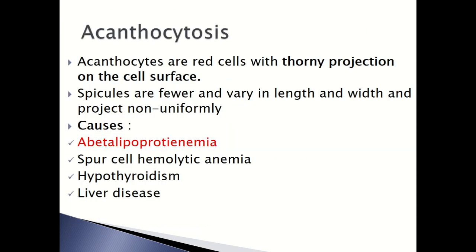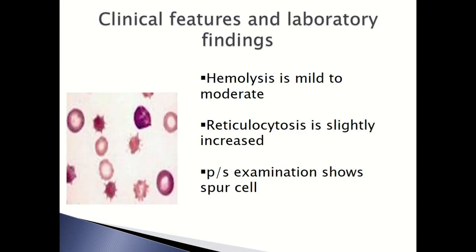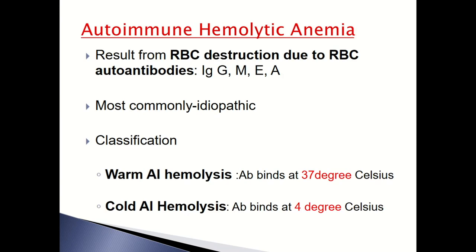One more group of hereditary disease, that is acanthocytosis. Again, RBCs with thorny, horn-like spike projections on the surface of RBCs. And the most important cause is abetalipoproteinemia. Certain disorders like liver disease and hypothyroidism also have acanthocytes. So you can observe these acanthocytes, such kind of spiculation. See, these are the acanthocytes. So mild to moderate hemolysis is there, slight increase in reticulocytes, and on peripheral smear you find such spur cells. This is a finding of acanthocytosis. So far we have learned about 4 hereditary hemolytic anemias.